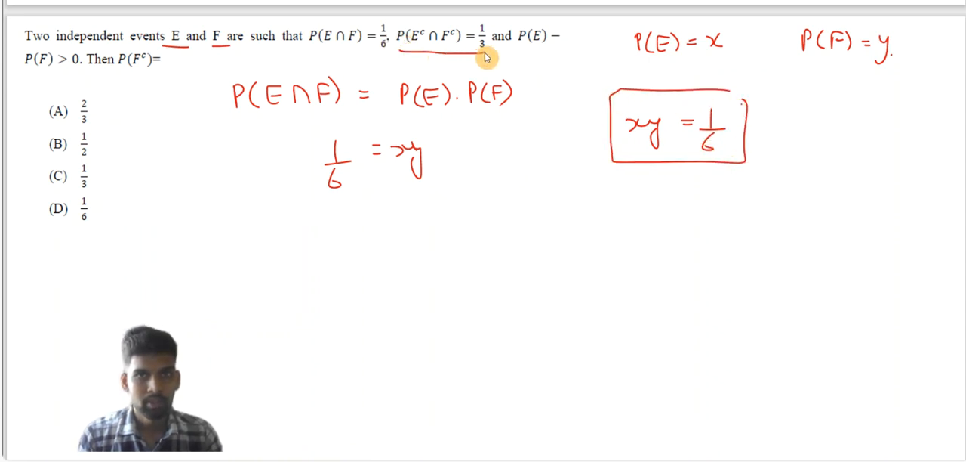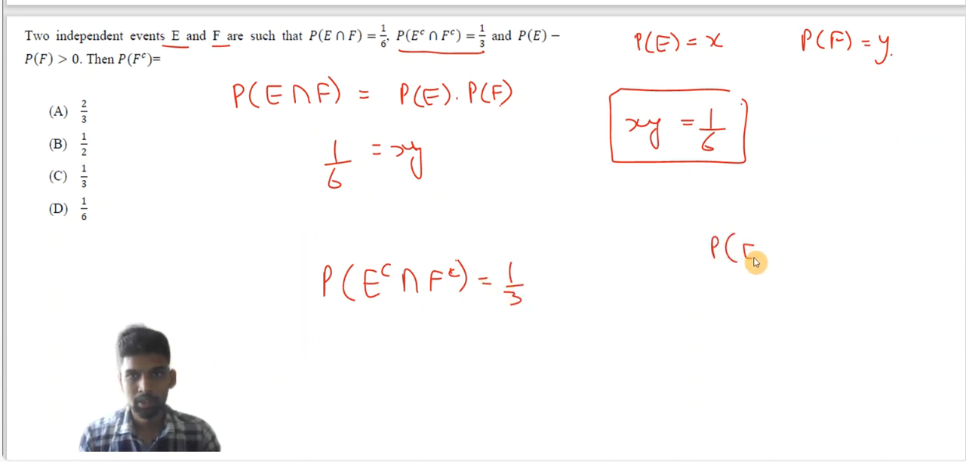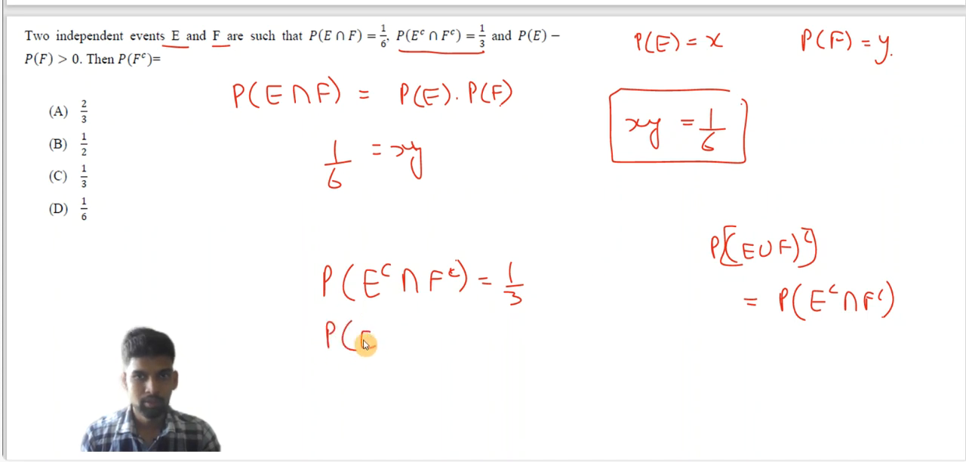Similarly, P of E complement intersection F complement is equal to 1 by 3, and we know that P of (E union F) whole complement is equal to P of E complement intersection F complement. So what we can write here is P of (E union F) complement is equal to 1 by 3.